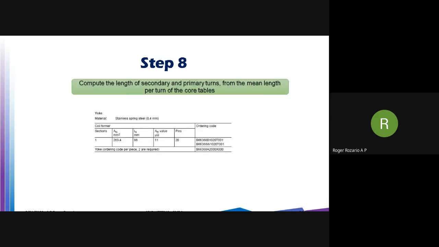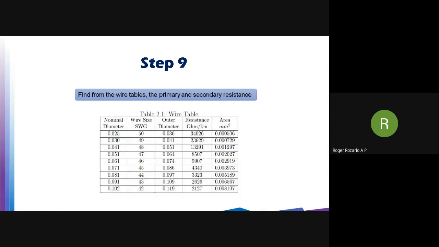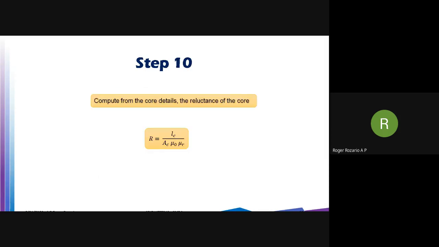And we computed the number of primary turns, the length of the primary turns and secondary turns, and mean length from the core data sheet using the mean length per turn. And from the wire table, you can also calculate the primary and secondary resistance. From the area, we calculated the size, and also from the area, you can calculate the primary and secondary resistance.